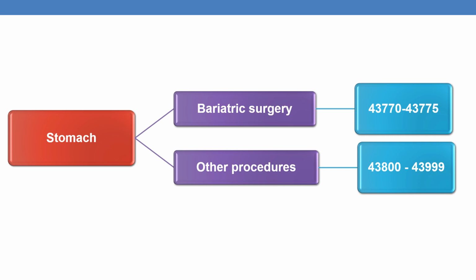surgery and other procedures. The CPT range for bariatric surgery is 43770 to 43775, and for other procedures it is 43800 to 43999.